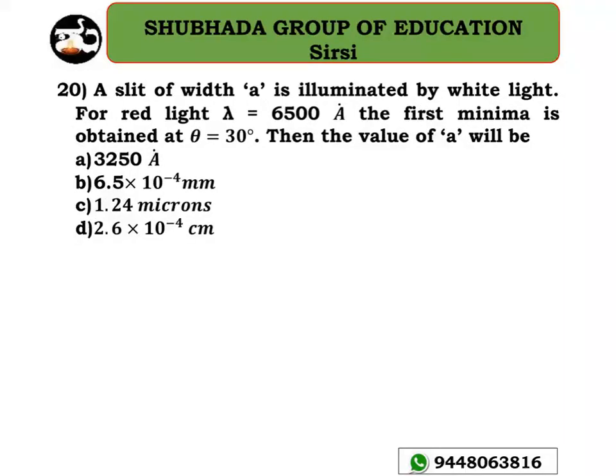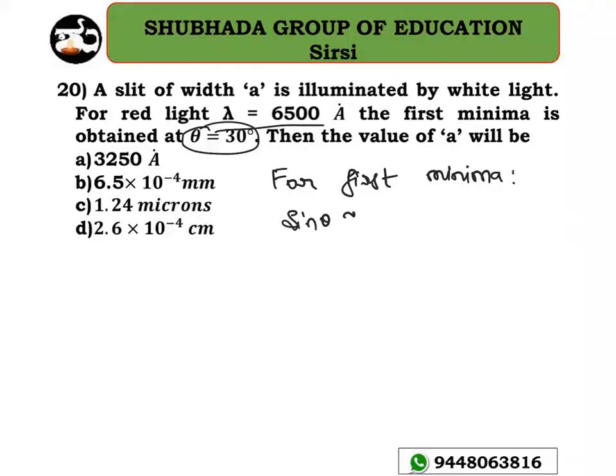Okay, look at the 20th problem here. A slit of width a is illuminated by white light. For red light of lambda equal to 6500 angstrom, the first minima is obtained at theta equal to 30 degree. Then the value of a is? As you know, for the first minima, sin theta is nearly equal to lambda divided by d. So d is equal to lambda divided by theta.